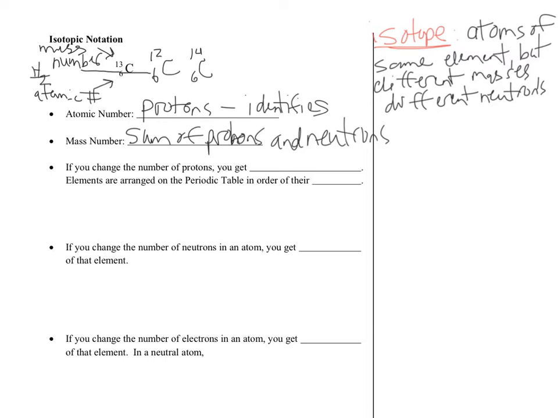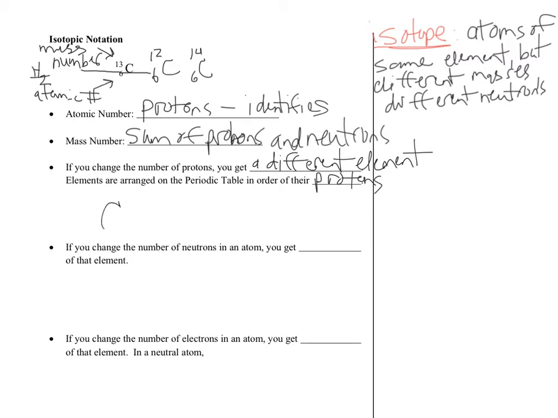Okay, let's talk about subatomic particles and what happens if you change them. So if you change the number of protons, of course, because the protons identify the element for what it is, you get a different element. And the elements are arranged on the periodic table in order of their atomic number, in order of their protons.